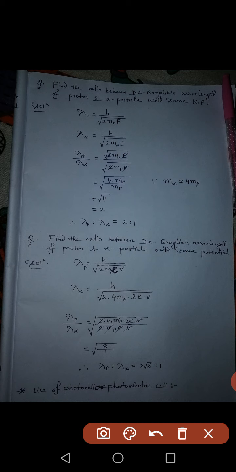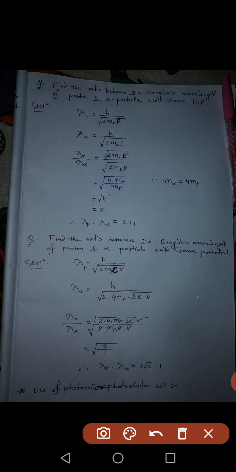In this video we will discuss two sums related to de Broglie's equation. In the last class we discussed de Broglie's equation. Okay, then let us see the questions. It is given: find the ratio between de Broglie's wavelength of proton and alpha particle with the same kinetic energy.